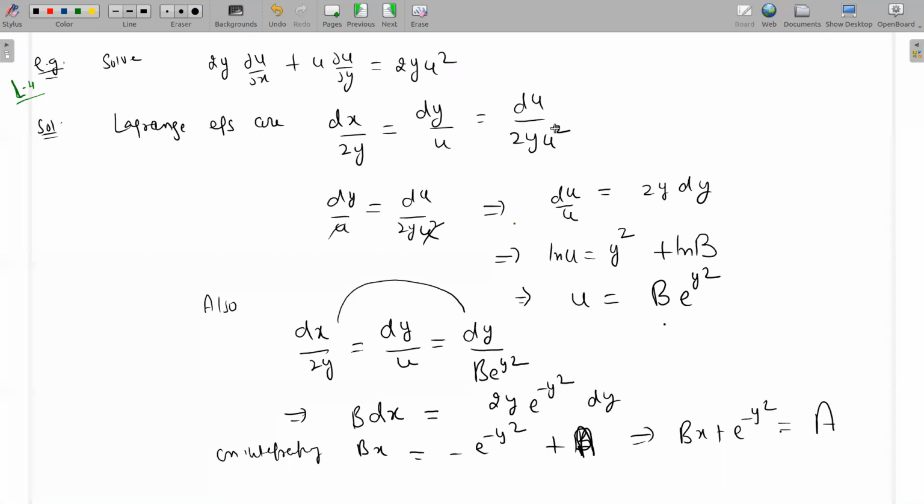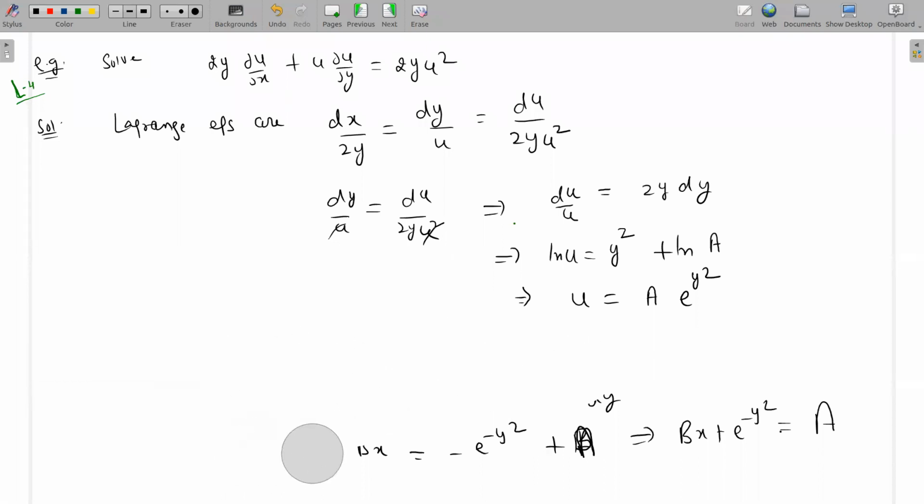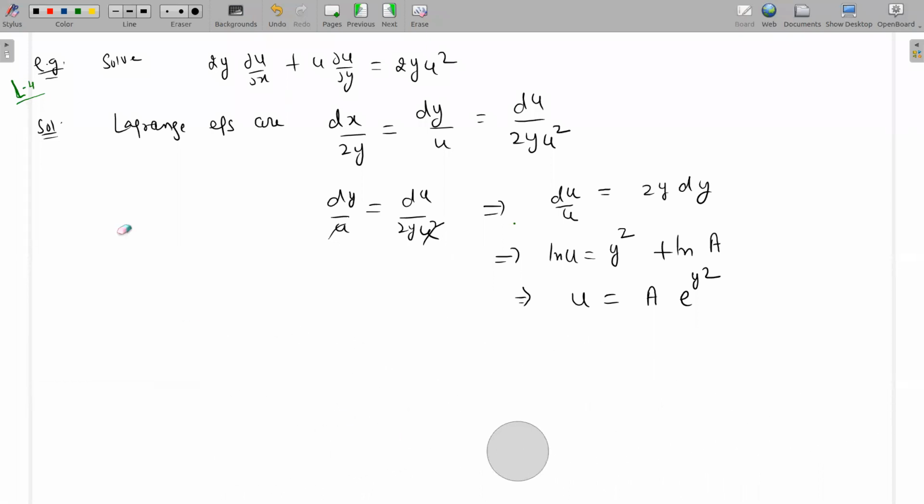So first write Lagrange equations. Try to solve these equations. If you take second and third ratio, so you got one solution. And also you can take first and third.